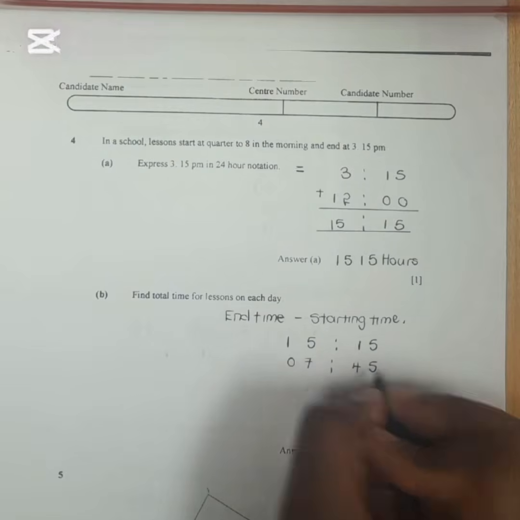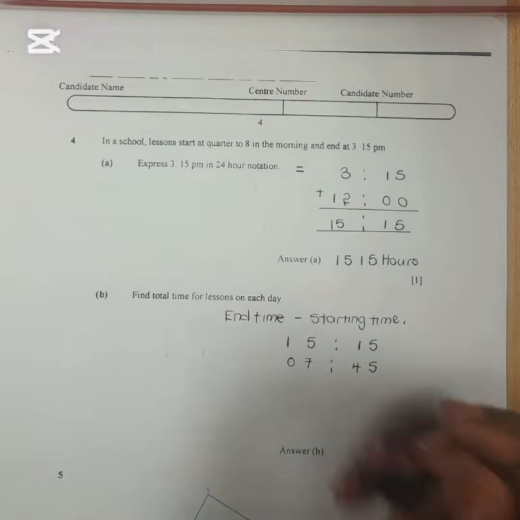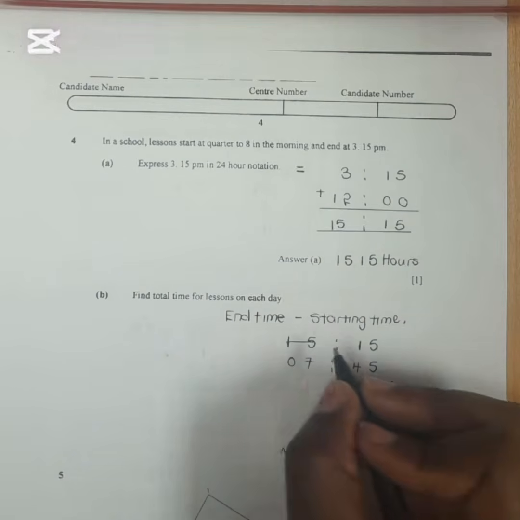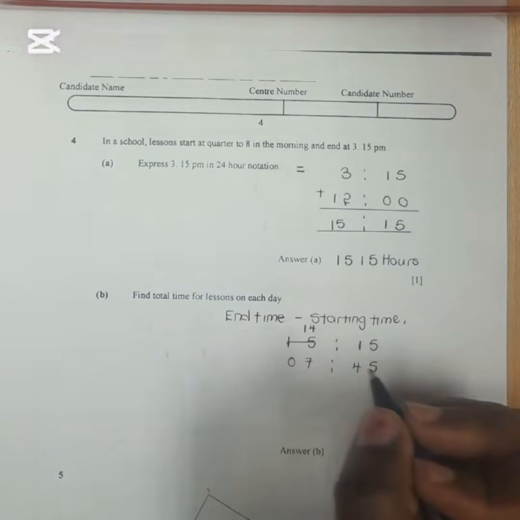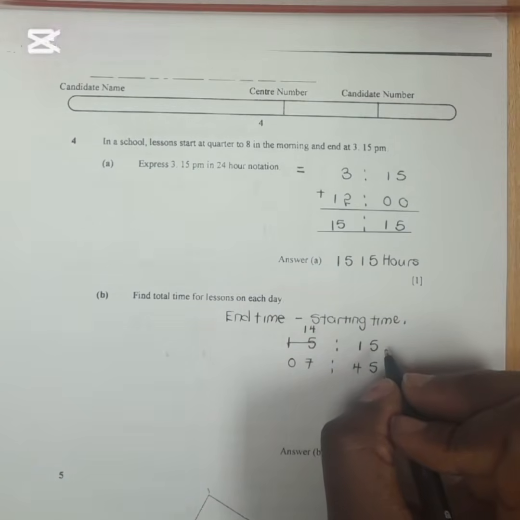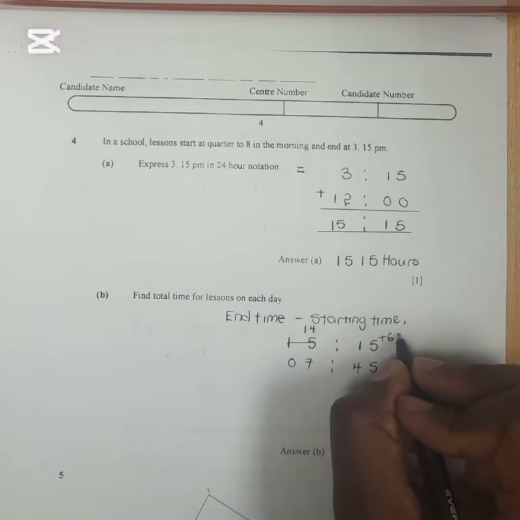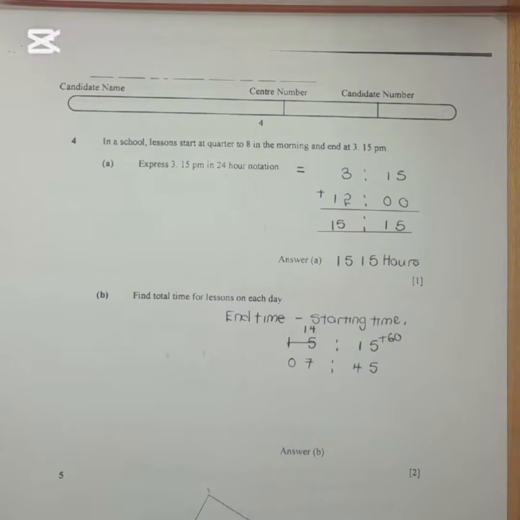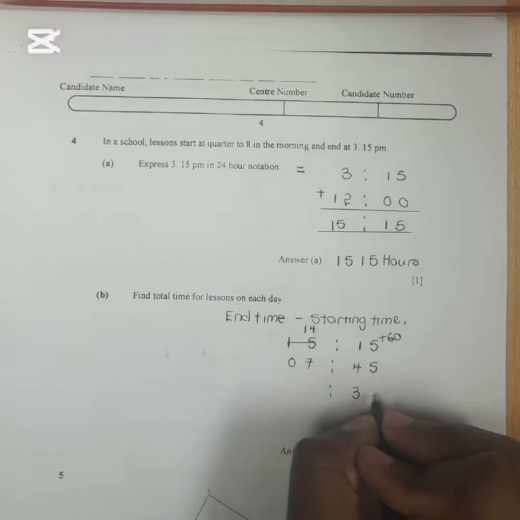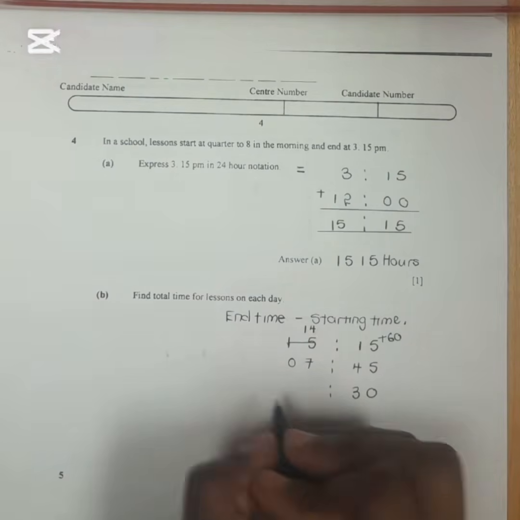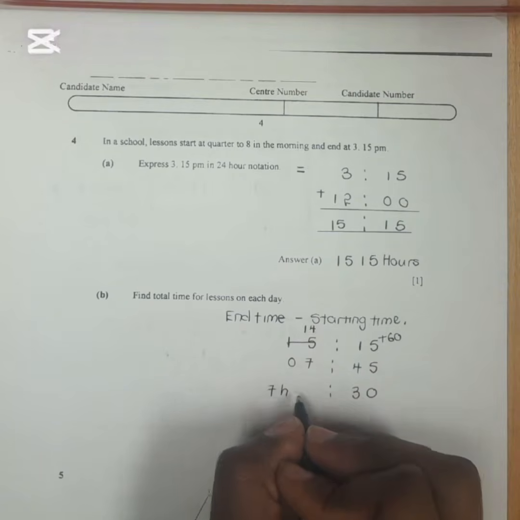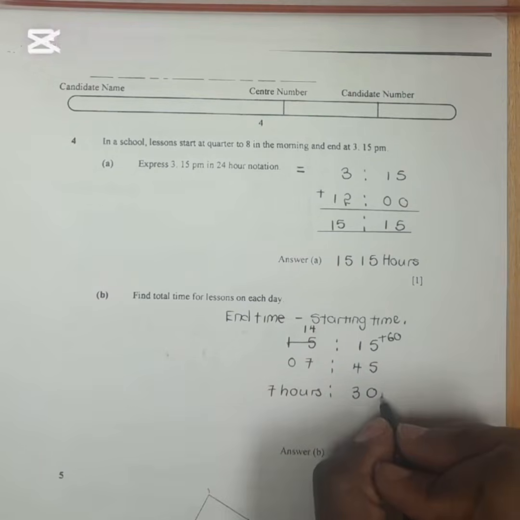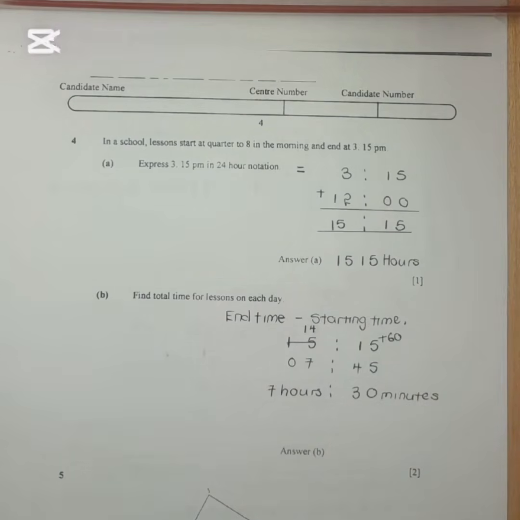After that, if we say 15 minus 45, it can't. We need to borrow an hour from 15 so that it is now 14. We then add that hour here. 1 hour is equal to 60 minutes. So we say 60 plus 15 in order to get 75. And then we say 75 minus 45, we are going to get 30. And then 14 minus 7, we get 7. So our answer is going to be 7 hours, 30 minutes. So that was the complete solution for number 4 that was in November 2024.